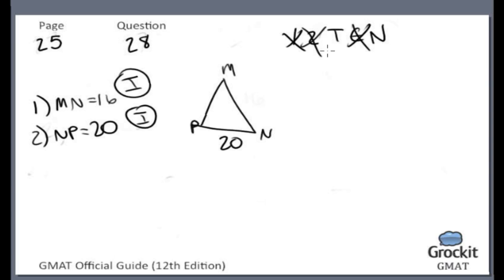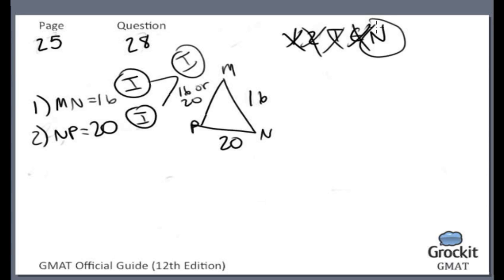We can cross off the statement 2 option. The two together, we have NP is 20, we have MN is 16. It's an isosceles triangle, so MP needs to be either 16 or 20 so that it has two sides of equal length. But this is a value question. We need the actual perimeter of triangle MNP, and without knowing the length of that side, we don't know what the perimeter is. We'll get different values depending on whether it's 16 or 20. So even in conjunction, the two statements are insufficient. We can cross off together and are left with the fifth answer choice. Neither one on its own is sufficient, nor are they sufficient in conjunction.